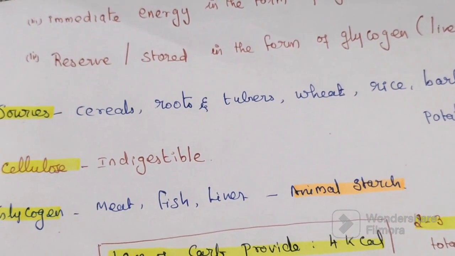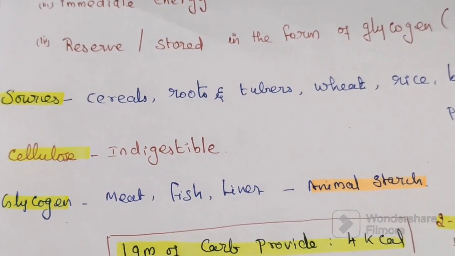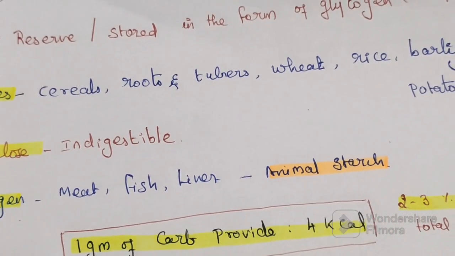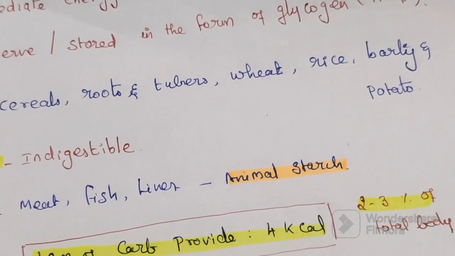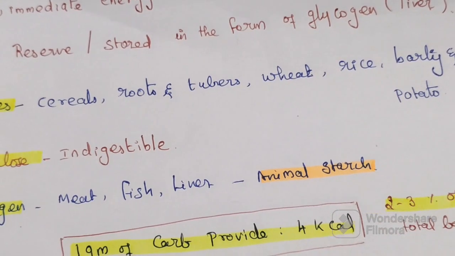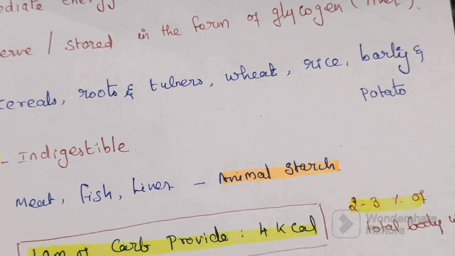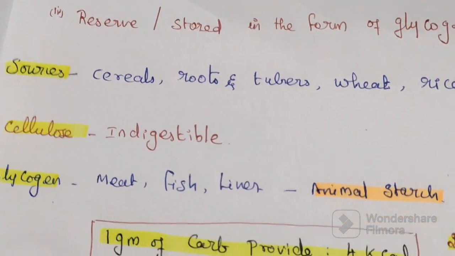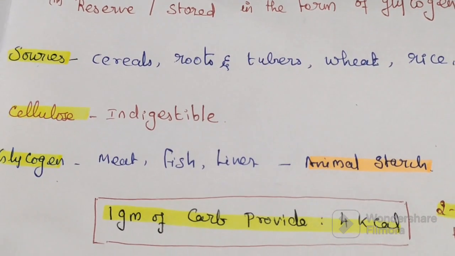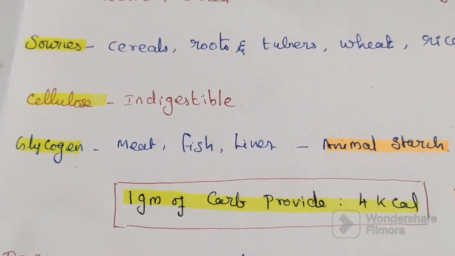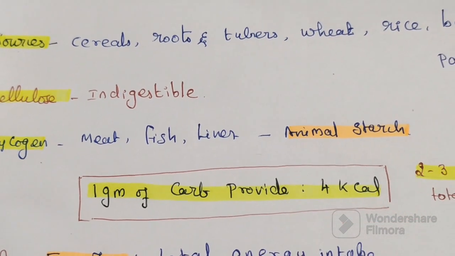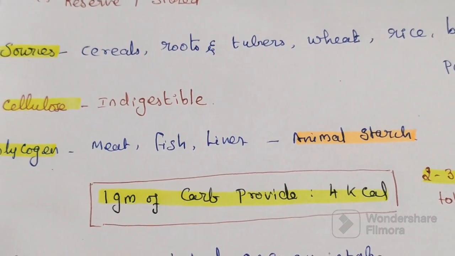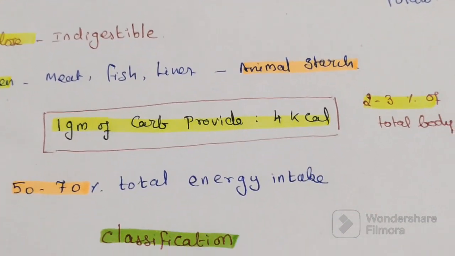Next, what are the sources? Sources of carbohydrate: cereals, roots, tubers, wheat, rice, barley, potato. Then cellulose, which is indigestible and has no nutritional value. Then glycogen, present in meat, fish and liver. This is considered animal starch.